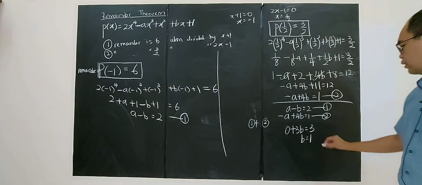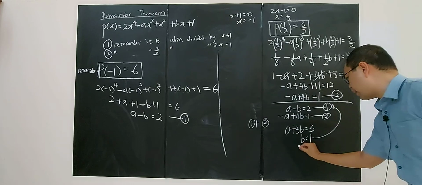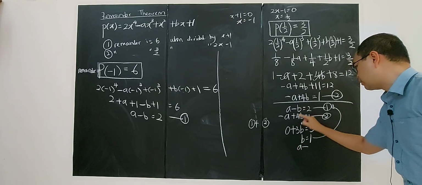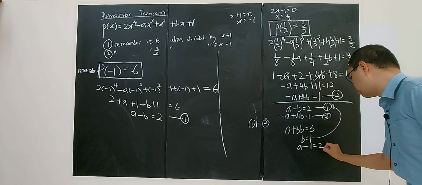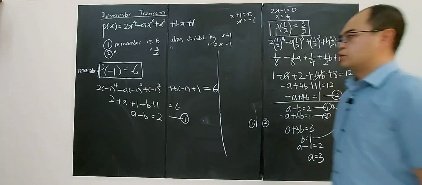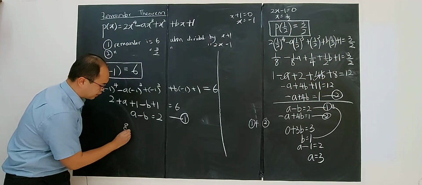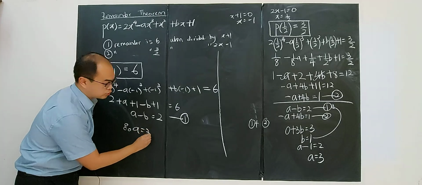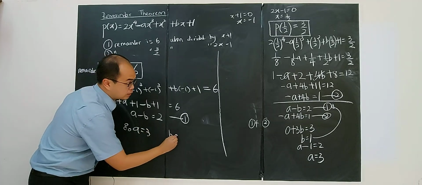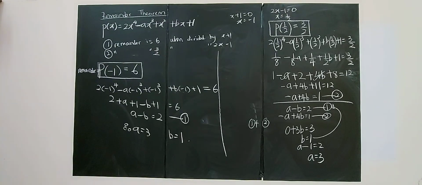As simple as that. Once you know b is 1, you substitute into equation 1. So a minus 1 equals 2, so a gives you 3. So by applying the remainder theorem, finally you get the value of a, which is 3, and b is 1. As easy as this. This is the way you apply the remainder theorem.